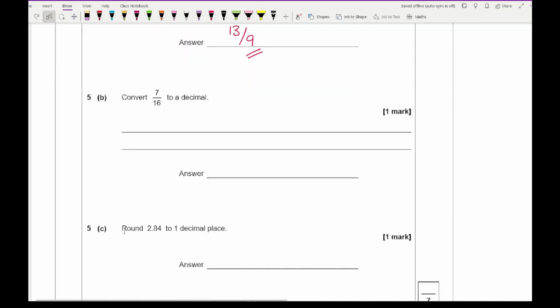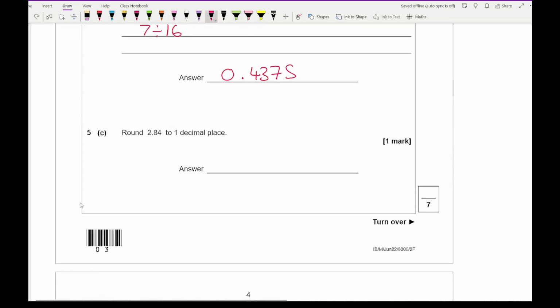Then for question 5b, it says convert 7/16 into a decimal. Well, again, all I need to do is remembering that this is on a calculator paper, so we just do 7 divided by 16, and that gives me an answer of 0.4375. Then for question C, it says round 2.84 to 1 decimal place, and that gives me 2.8.